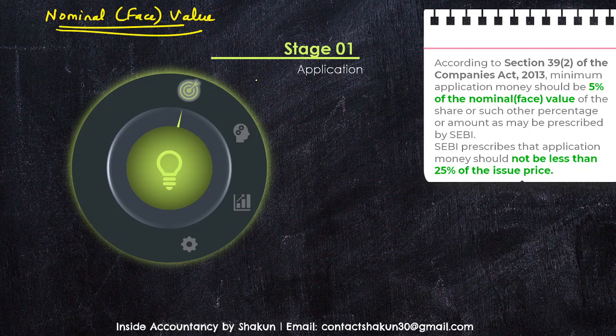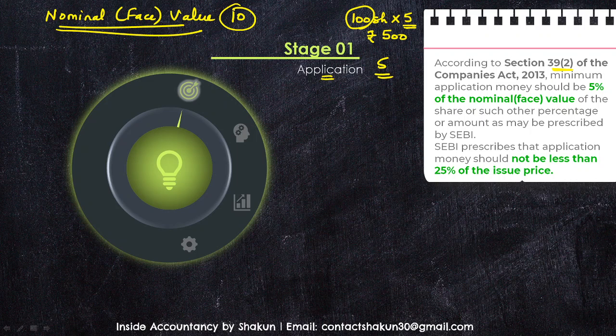Let's say, as I gave you an example, out of the face value of 10, 5 rupees are called on application. If I want 100 shares of that company, that means 100 into 5, 500 rupees I will have to send along with the application. Application is basically me asking the company to allot me shares. So I'm asking the company to give me 100 shares, and when I ask that, I pay the application money to the company. According to section 39 subsection 2 of the Companies Act 2013, the minimum application money should be 5% of the nominal face value.